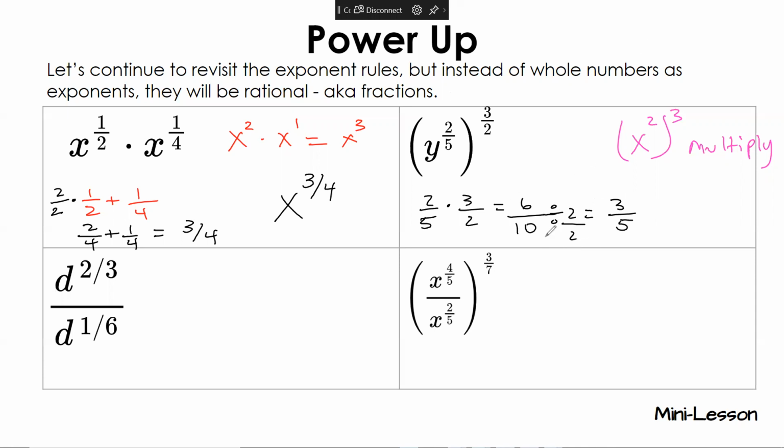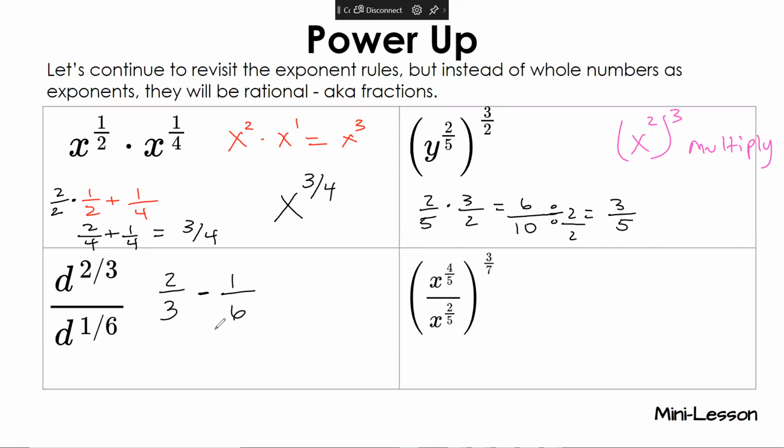Yeah, 2/2. That's messy, but yeah. On the next one, we've got this division, right? Okay, what did we learn yesterday? What were we going to do on this one? Subtract. Okay, so we're going to take 2/3, because you always take the top, and then subtract the bottom.